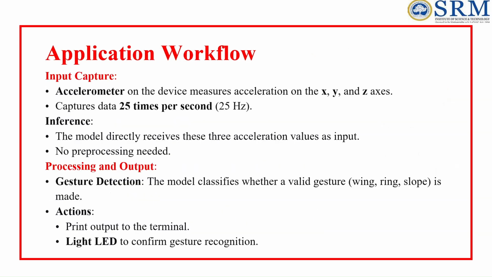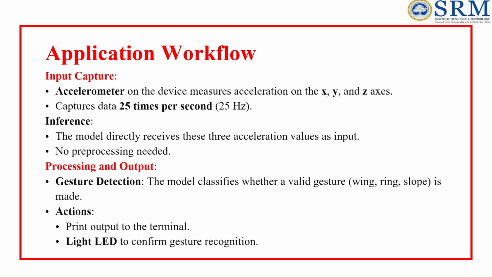Now let's walk through the actual workflow of this application step by step. So number one is input capture. The accelerometer captures raw acceleration values along x, y, and z axes. For this project, data is sampled 25 times per second, which is a sampling rate of 25 Hz. Number two, the inference. These three values, which are captured by the accelerometer, represent motion in three directions and are directly fed into the machine learning model. No heavy pre-processing is required, which keeps the system lightweight and efficient.